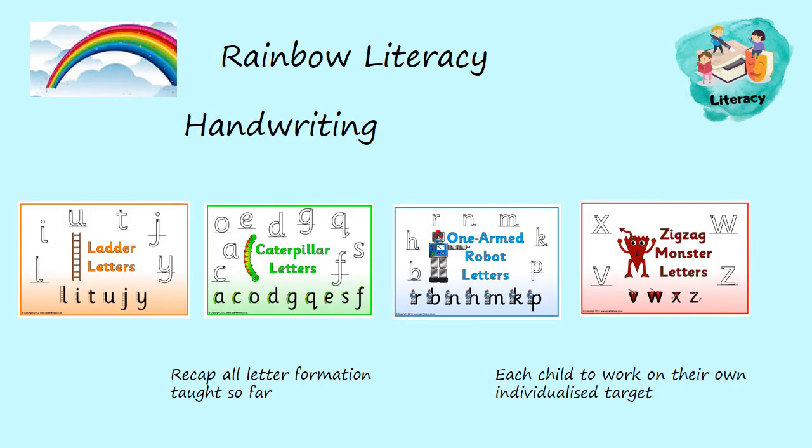In handwriting last term, we practiced all of the letter families. So we've now learnt the ladder letters, the curly caterpillar letters, the one-armed robot letters and the zigzag monster letters. Now for some children that means that they can now write these independently. For other children it means they can just trace them. So now what we're going to do this term is each child is going to work on their own individualised target. So I look at which letter they need to work on, and that is the one that they practice until they can write all of the letters of the alphabet formed correctly, so that later on in their school life they can learn to join the letters.